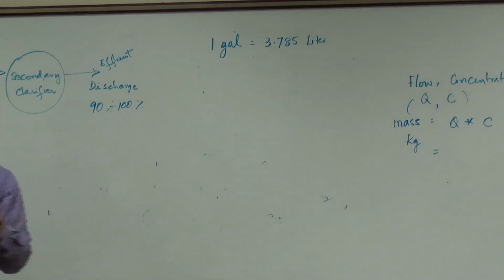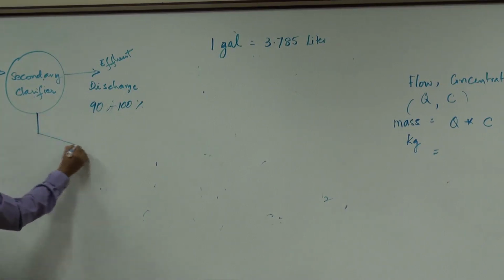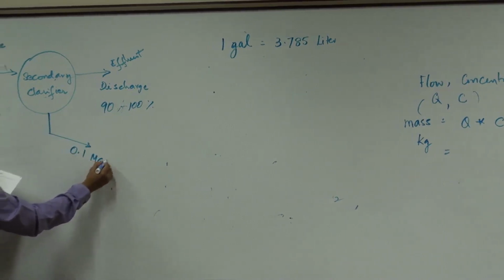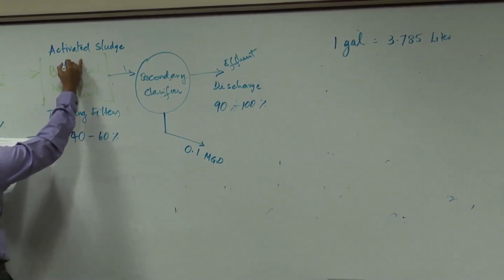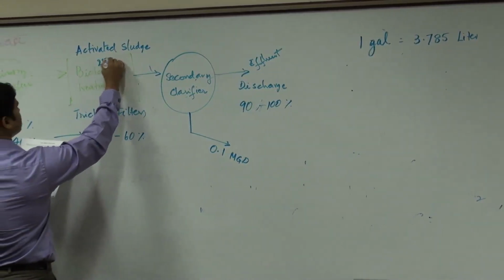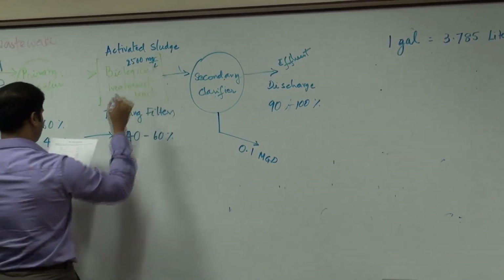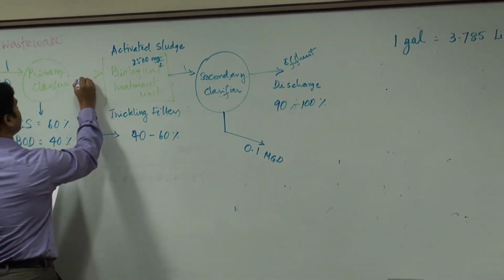You will be surprised to see what is being asked in this problem. You are given the waste sludge flow rate. That's going to be from your clarifier. Some of the waste is going out, so 0.1 million gallons per day is being wasted. And the mixed liquor suspended solids concentration here is 2500 milligrams per liter.